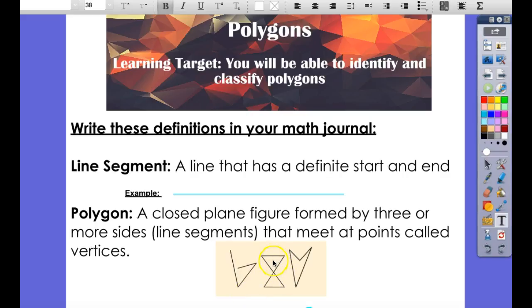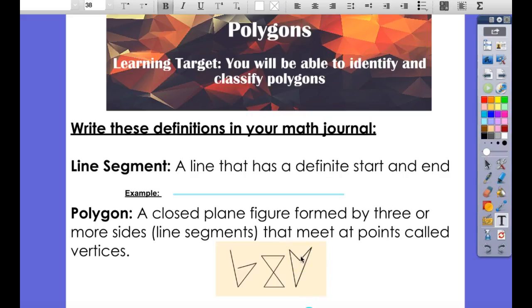If we look at our second shape, we see that does have lines. They do meet at points called vertices, which is where the two points come together. And they are closed plane, but the problem is we have two closed plane figures. So actually what we're looking at here, it's not one polygon, it would be classified as two different polygons because this top one would be a polygon by itself and the one on the bottom would be a polygon by itself as well. Now if we're looking at this last picture, what do you guys think?